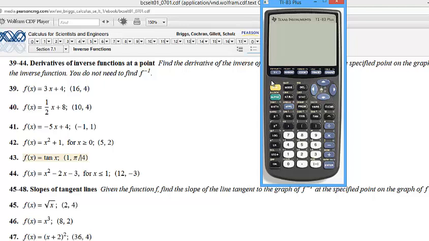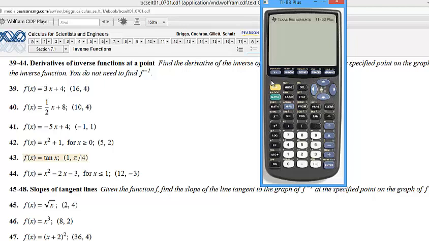Does that make sense? 1 over cosine squared. Give me a way to simplify that. Cosine squared of pi over 4. What's the cosine of pi over 4? Square root of 2 over 2. Squared. That's what it means, right? When I put a 2 here, I'm really squaring the whole thing. And when I square radical 2 over 2, I get 2 over 4, which is 1/2.